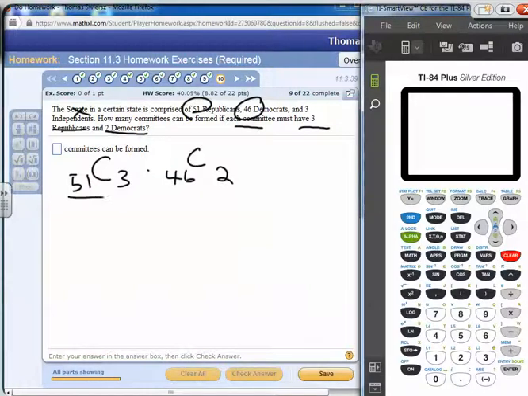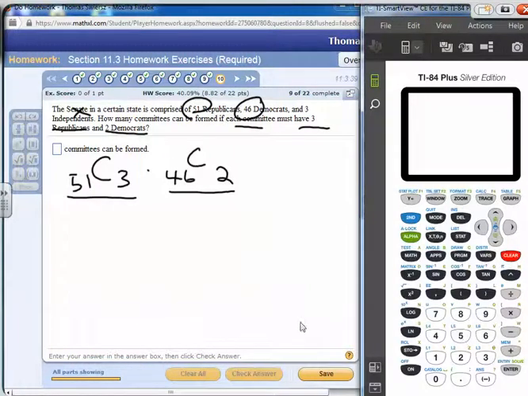You would just do the number of ways to get the Republicans, which is 51C3, select 3 from a total of 51. The number of ways to get the Democrats is 46C2, because we're selecting 2 Democrats from a total of 46. Then, for the groups of 3 Republicans and 2 Democrats, you multiply those 2 numbers together once you solve each one. So we'll do each one separately and then multiply them together.